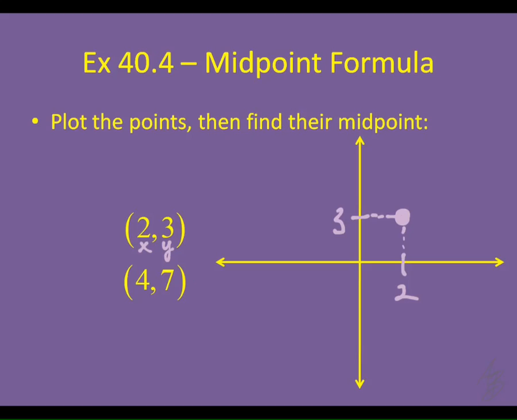Same thing with the point 4, 7. It looks like 4 should be about there if the 2 is where it is, and 7 should be a little bit more than double what the 3 is, so 7 might be about there. So 4, 7 is going to be 4 on the x-axis, 7 on the y-axis, and we get a point right about there. You guys agree with that?